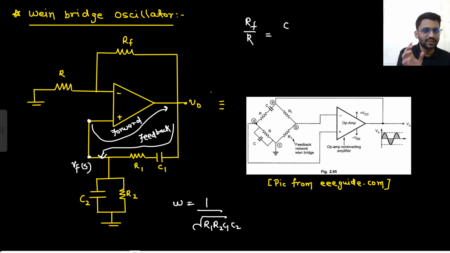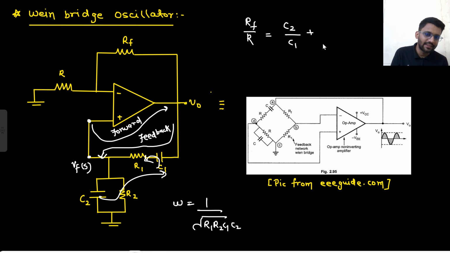So what you just need is to start from C2. You are starting from C2, then you need the other capacitance value, that is C1 only. So you started from C2, you went to C1. Now what is near to C1? That is R1. So R1 divided by R2.